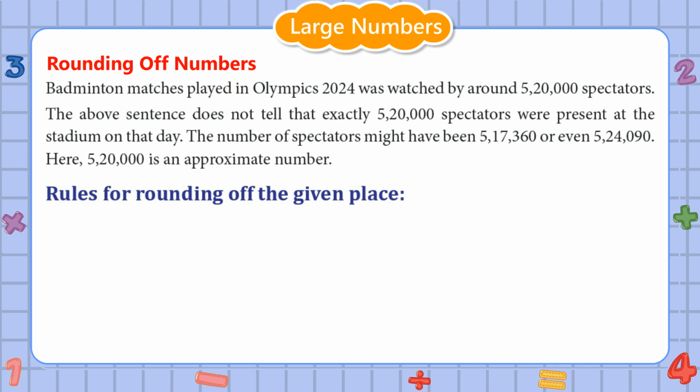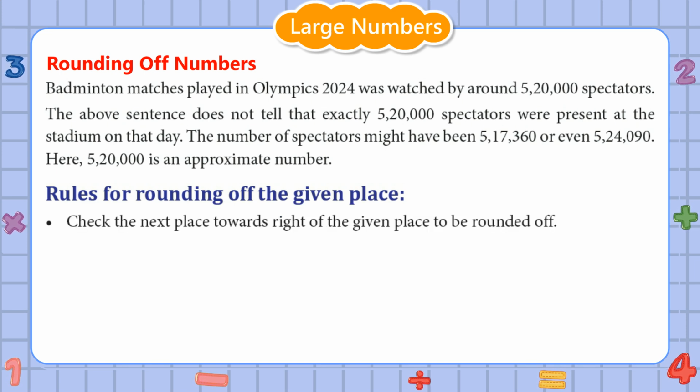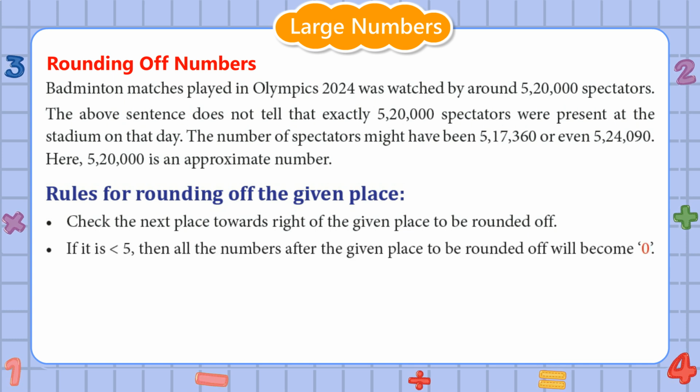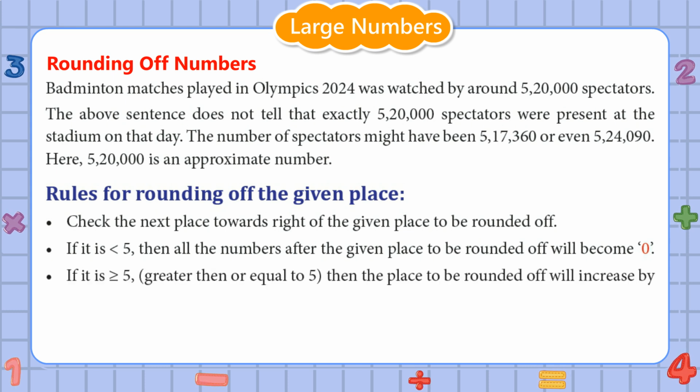Rules for rounding off the given place. Check the next place towards right of the given place to be rounded off. If it is less than 5, then all the numbers after the given place to be rounded off will become 0. If it is greater than or equal to 5, then the place to be rounded off will increase by 1 and all other digits on right side will become 0.